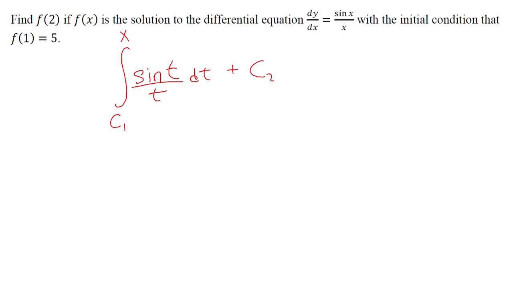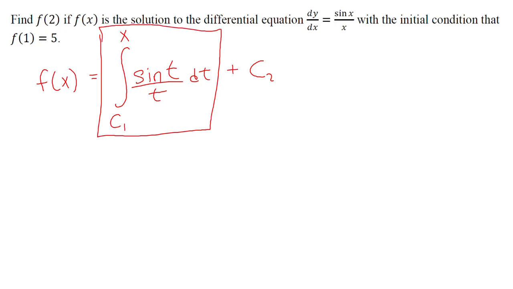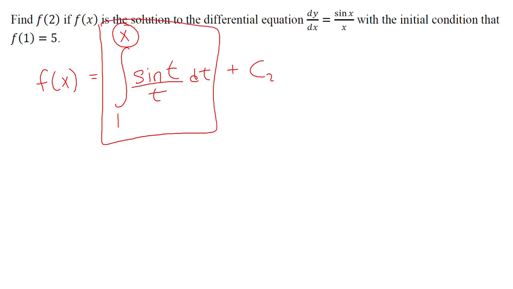We also want the initial condition that f of 1 is equal to 5 to work as well. So I'm going to say this is f of x, but if I want f of 1 to equal 5, the only way to be able to evaluate this at x equals 1 would be if this lower limit here was also equal to 1. And I can choose any value I want for that constant as long as it makes the equation still true. So I'm going to get rid of this c sub 1, and I'm going to call this 1 so that when I evaluate at x equals 1, this portion is equal to 0.